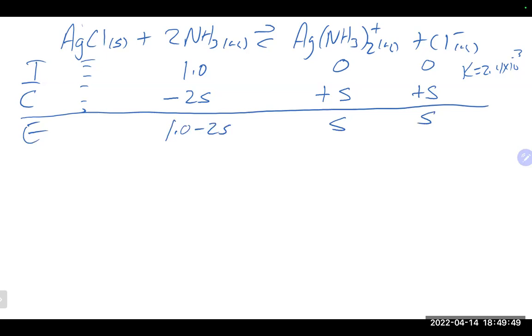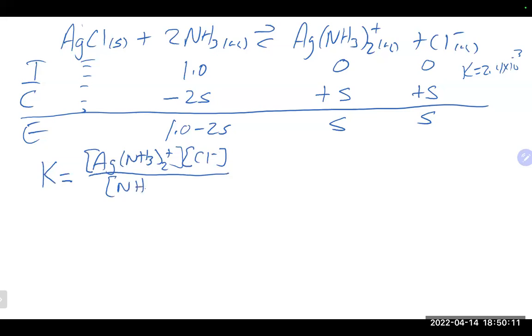Okay. So again, because we kind of combined a couple of Ks together, that's why it's not like a traditional super Ksp problem. We actually do have some stuff there on the left. This is going to go into our equilibrium expression, which will be our products divided by our reactants. And again, here we do need to square the NH3 because of the coefficient, and that will equal our 2.4 times 10 to the minus 3.